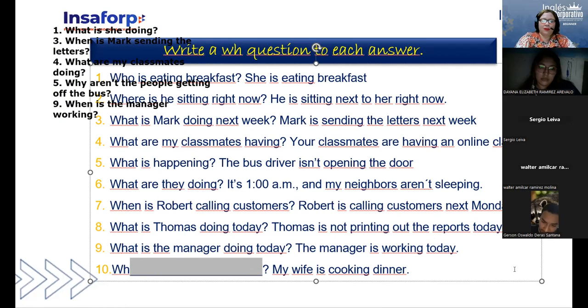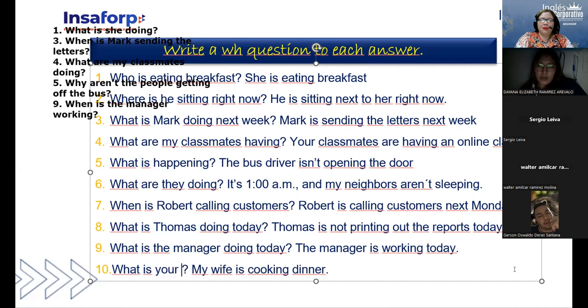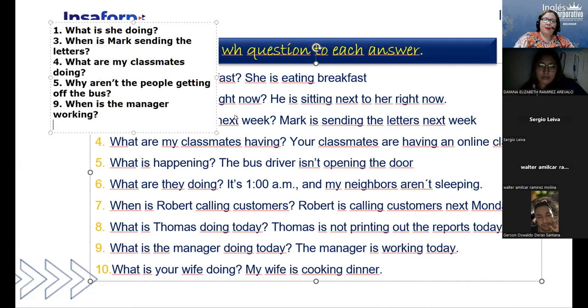What is your wife doing? That's a good one. What is your wife doing? Okay. Who is cooking dinner? Okay. Who is cooking dinner? What is your wife doing? Entran las dos, ¿verdad? Podríamos preguntar de quién y podríamos preguntar por la acción, ¿verdad? ¿Qué es lo que está haciendo?